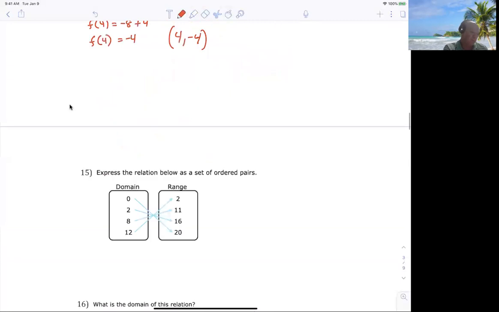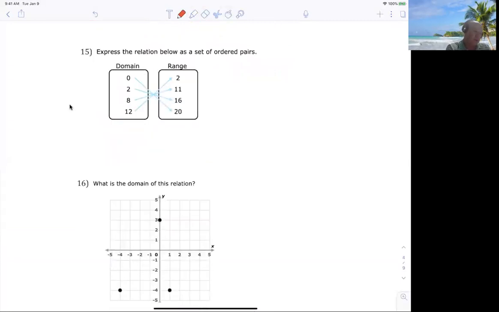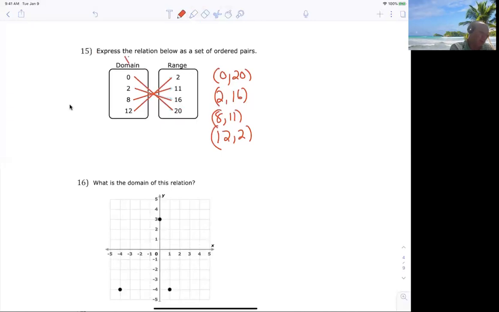All right. Here we go. Express the relation as a set of ordered pairs. So 0 maps to 20, 2 maps to 16, 8 goes to 11, and 12 goes to 2. That was easy enough, just plotting the points. Above the domain, I want you to write x, range, y.